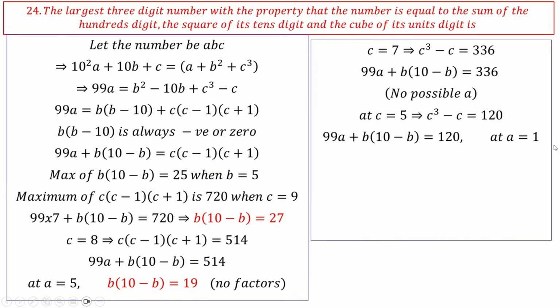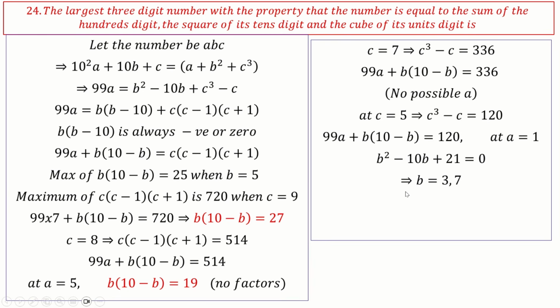At A equal to 1, what happens is this is 99. So taking everything to one side, B square minus 10B plus 21 equal to 0. This is the quadratic equation you will get. You solve it, you get your values. B is equal to 3 and 7. Okay, these are the two values where this is possible.